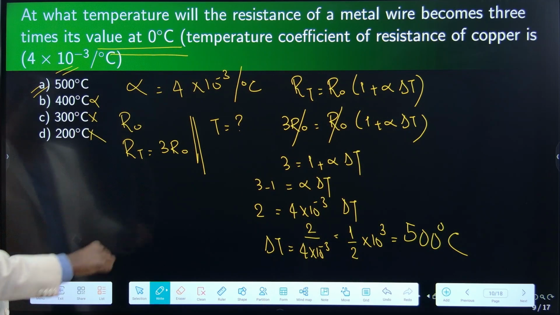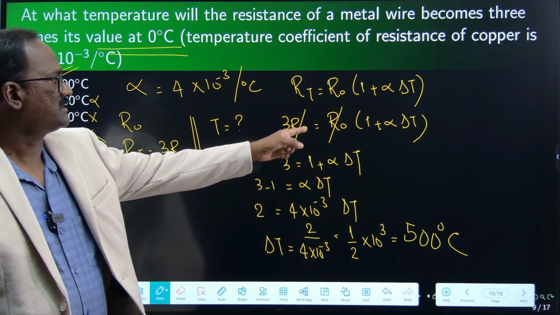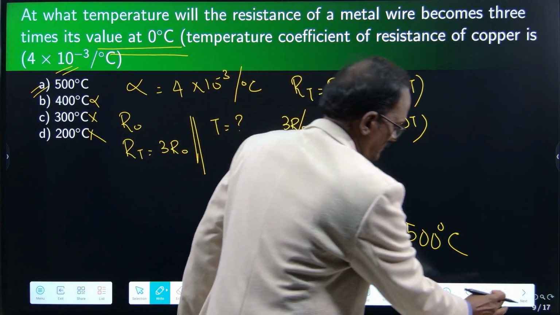400, 300, 200, 500. So 3 times more than the resistance of the initial value. That is the hint, right?